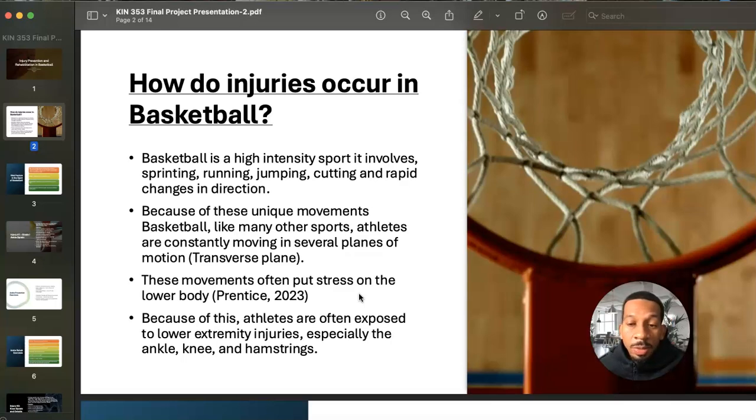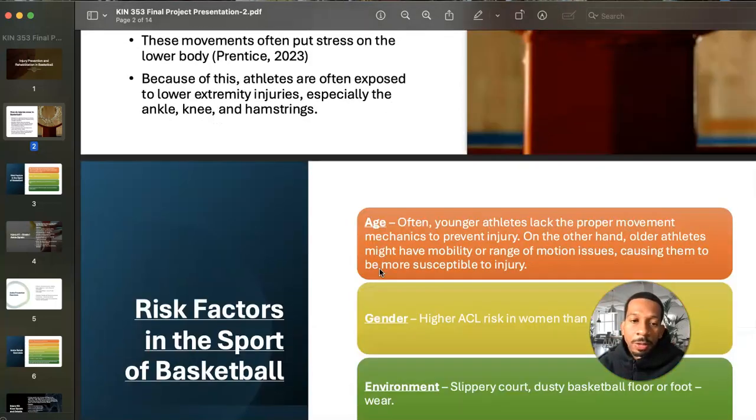Basketball is a high intensity sport. It involves sprinting, running, jumping, cutting, and rapid changes in direction. Because of these unique movements, athletes, just like in many other sports, are constantly moving in several planes of motion, also known as the transverse plane. These movements often put stress on the lower body and lower extremities, and because of this, athletes are often exposed to lower extremity injuries, especially at the ankle, knee, and hamstrings for basketball players.